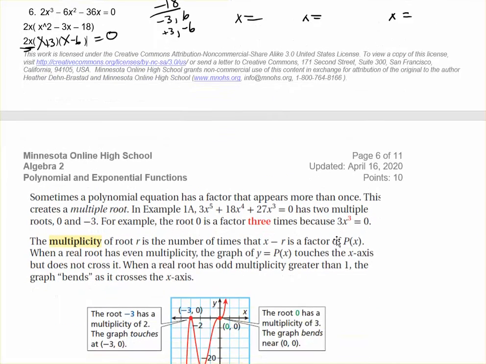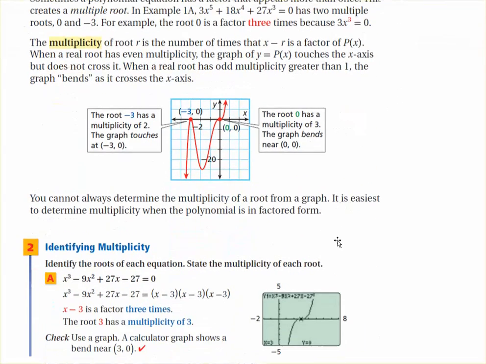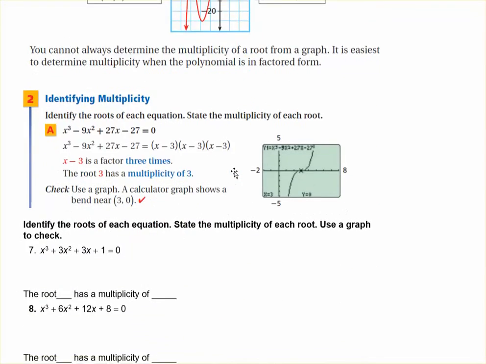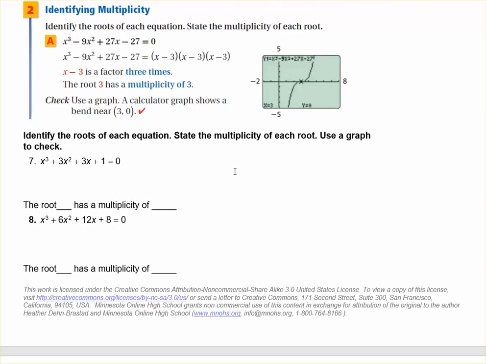And there's just a little bit more about multiplicity of a root, and I'll let you look at the example and do just 2 more questions about that.